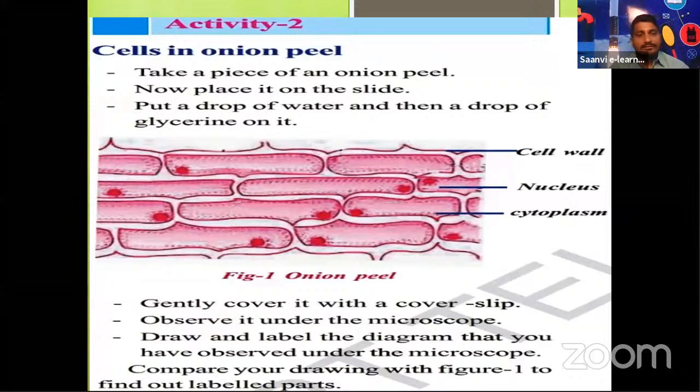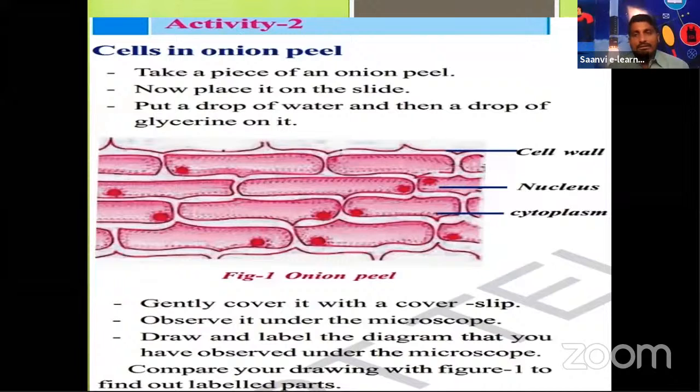Okay. And next one, the cells are arranged in rows, row by row like this. Fine. And each cell has cell wall, nucleus, and cytoplasm.